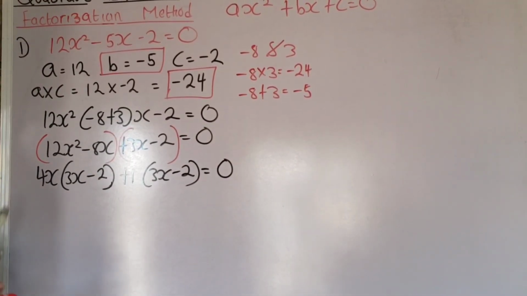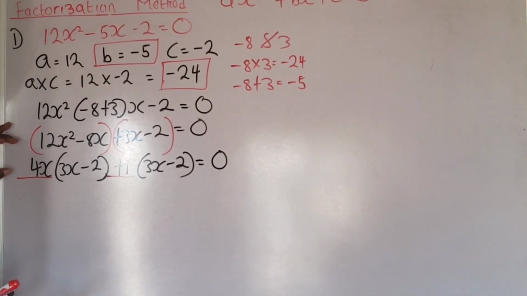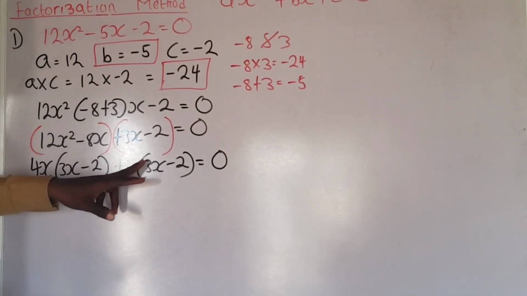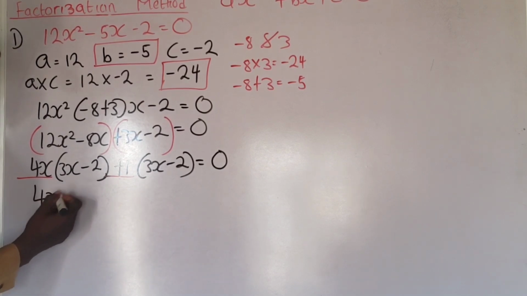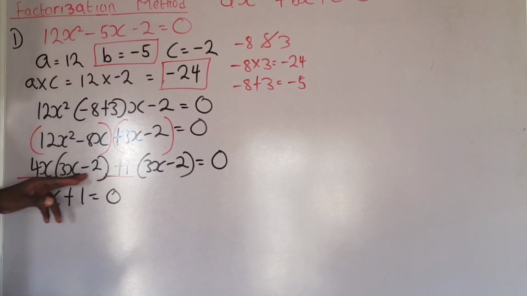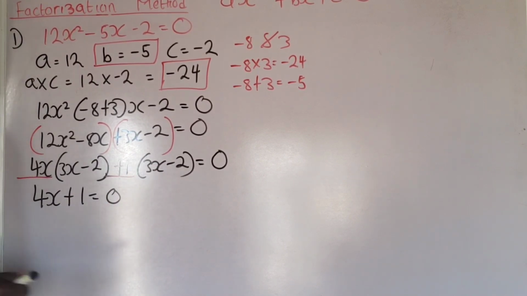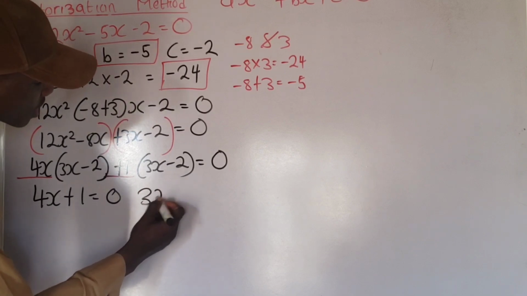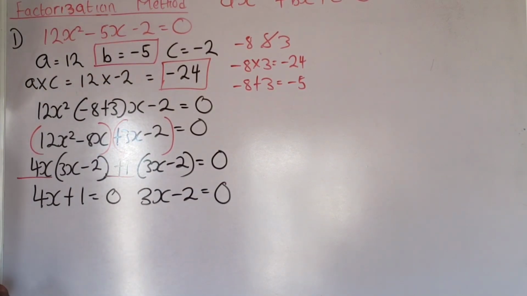Okay, now, having gotten here, we are going to sum the common factors together. The common factor of this bracket is 4x, and the common factor of this bracket is plus 1. So I'm going to have 4x plus 1 equals 0. Now, you can see that the expression in this bracket is the same as the expression in this bracket. So I take 3x minus 2 equals 0. Now, we have gotten here. What will be the value of x?